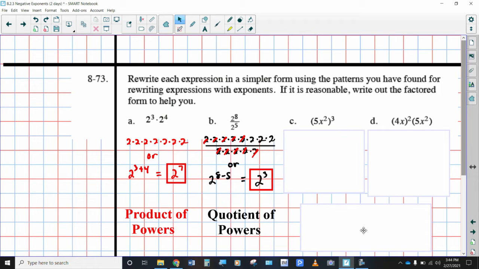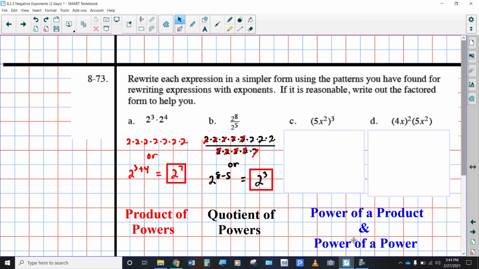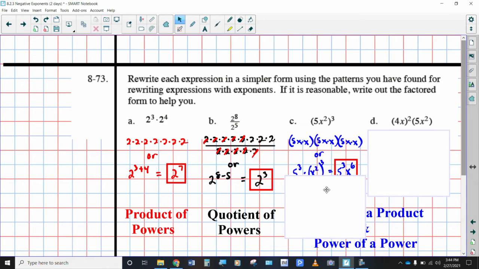All right, both of these are convoluted because they use both the power of a product and power of a power property. So picturing it expanded out, you can show it like that, where 5x squared is the quantity inside the parentheses, and you have 3 of those repeatedly multiplied. So you should have 125 to the third power and x to the 6th power.